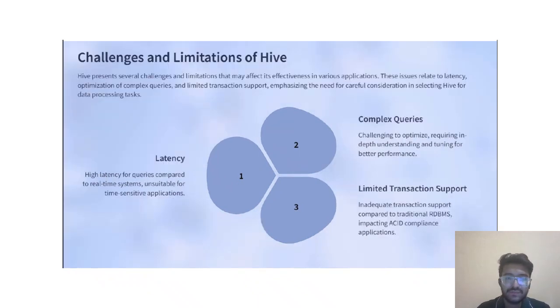The next slide is challenges and limitations of Hive. Hive presents several challenges and limitations that may affect its effectiveness in various applications. These issues relate to latency, optimization of complex queries, and limited transaction support, emphasizing the need for careful consideration in selecting Hive for data processing tasks. So first of all is latency. High latency for queries compared to real-time systems, unsuitable for time-sensitive applications. Next is complex queries. Complex queries are challenging to optimize, requiring in-depth understanding and tuning for better performance.